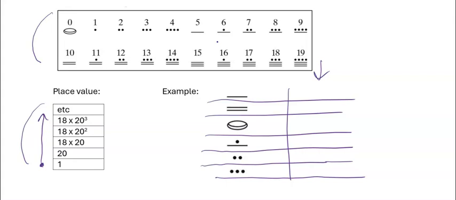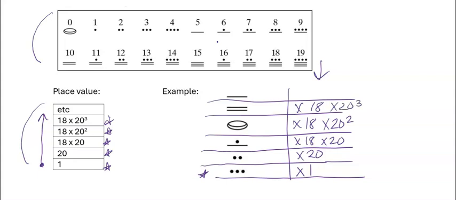So we start right here at the bottom. In the far right hand column, you would write times 1. And then for the second layer, we would put in times 20. The third layer, we would put times 18 times 20. The fourth layer, times 18 times 20 squared. And keep going, times 18 times 20 to the third. And at the very top, we're going to have times 18 times 20 to the fourth.